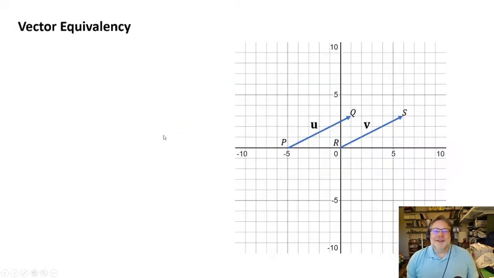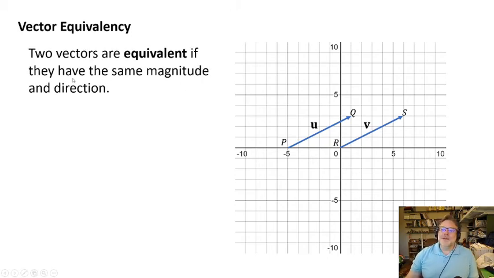So let's talk about two vectors here. I'm showing two vectors directly above me on this grid that are labeled U and V. We've also labeled these as vectors PQ as well as RS, with the starting and ending points. And what we want to ask is whether or not these two vectors are equivalent. And what does that mean?